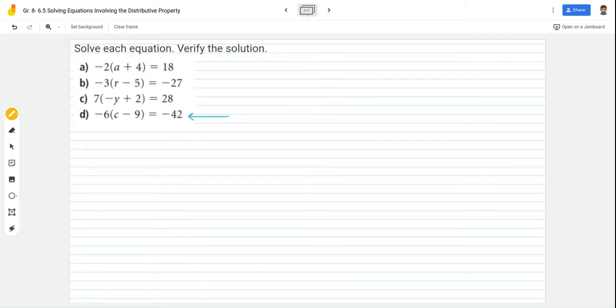For the last question in our series, we're going to follow the same steps. We're going to rewrite the equation, -6, and then in our parentheses, we have c subtract 9. It's going to equal -42. So you're going to see that all our integer rules are going to come really into play in a question like this. So like in previous questions, we're going to distribute the -6 to clear the brackets in the c - 9.